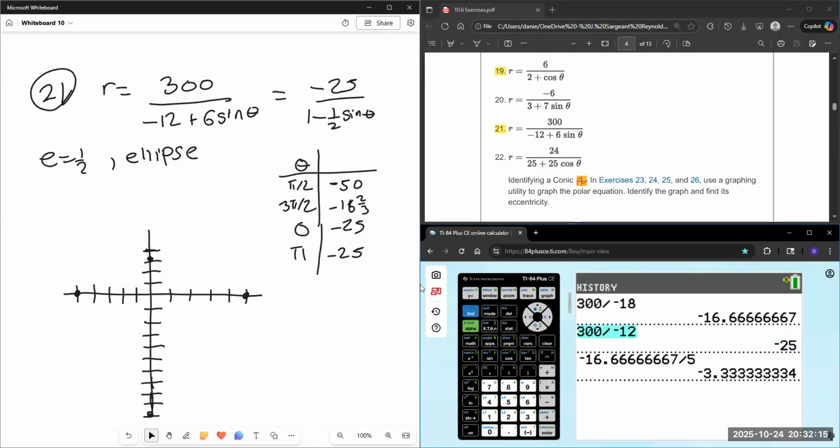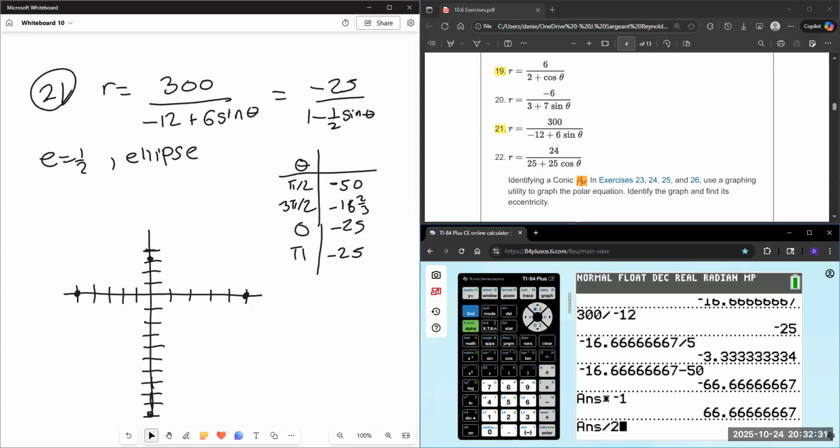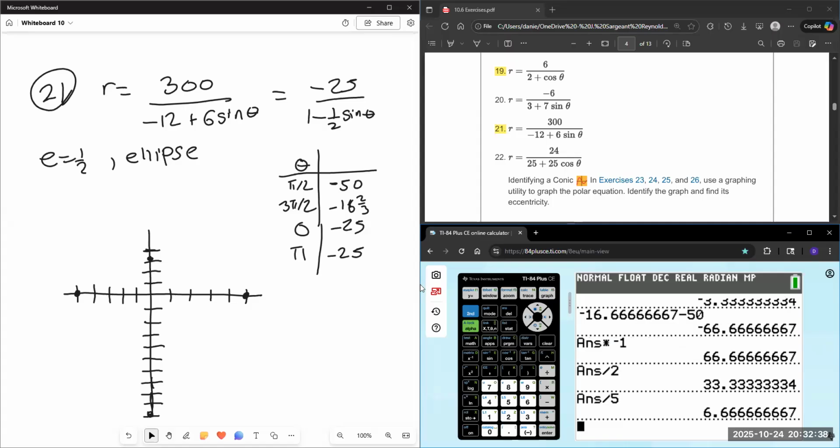So that number minus 50, times negative 1, divide by 2. And then that's divide by 5 to see how many tick marks to go. I need to go 6 2/3 to get to the center. 1, 2, 3, 4, 5, 6, and 2/3. There's my center.